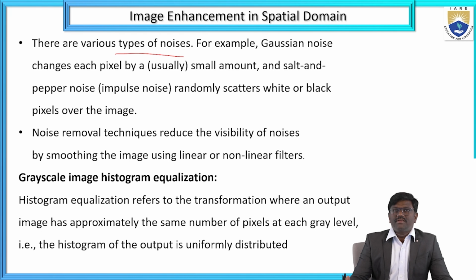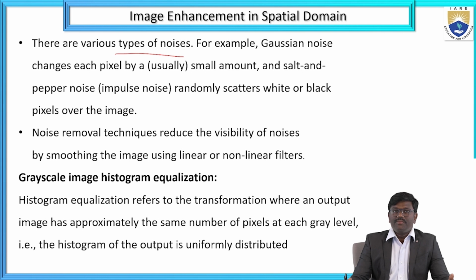Noise removal techniques reduce the visibility of noise by smoothing the image using linear or non-linear filters. Grayscale image histogram equalization refers to the transformation where an output image has approximately the same number of pixels at each gray level. That is, the histogram of the output is uniformly distributed.